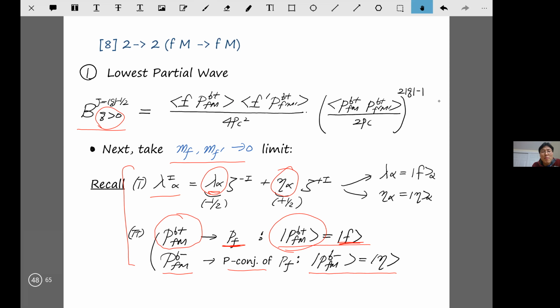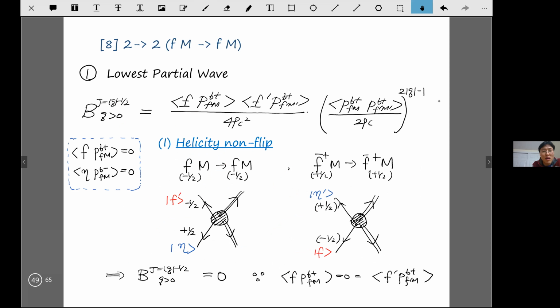So how am I going to now take the massless limit? Given a massive variable, either you take the lambda limit, meaning it becomes the original fermion variable, or you take the eta limit, meaning you take this limit. Okay, so that's how you take the massless limit. So now let's study this.